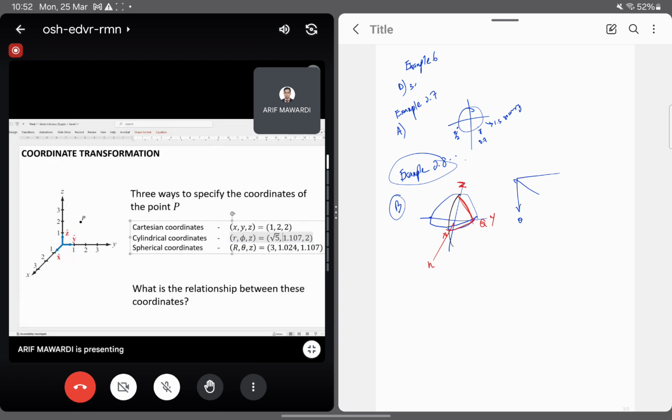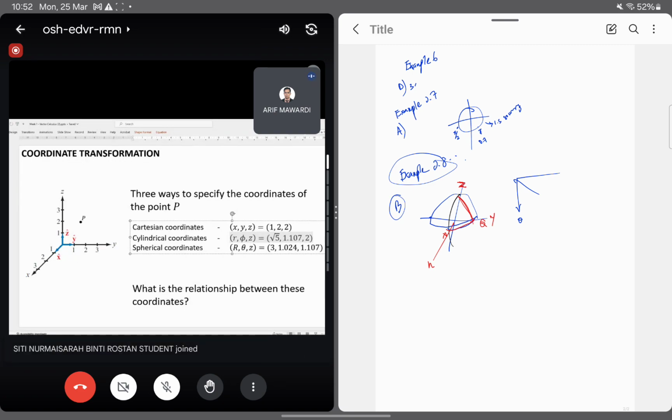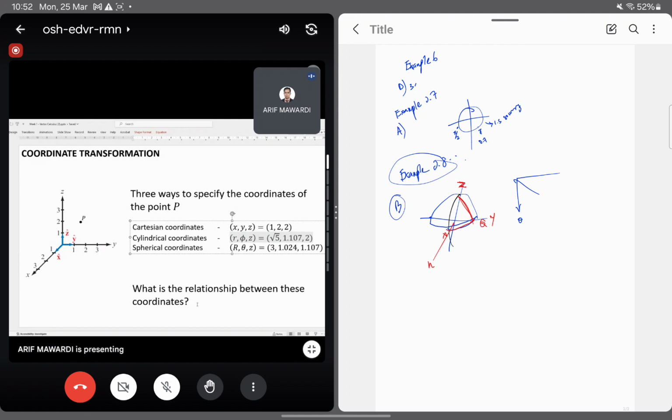So now we are interested to know what is the relationship between these coordinates. In other words, if, for example, I am given the coordinates of the point in the Cartesian coordinate system, from the given coordinates in the Cartesian coordinate system, can I determine the coordinates of the point in the cylindrical coordinate system?